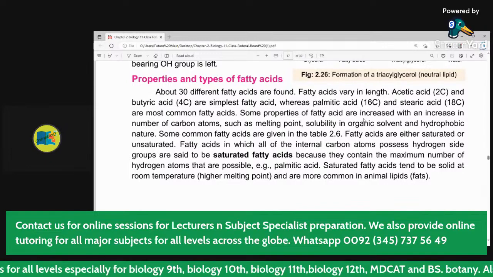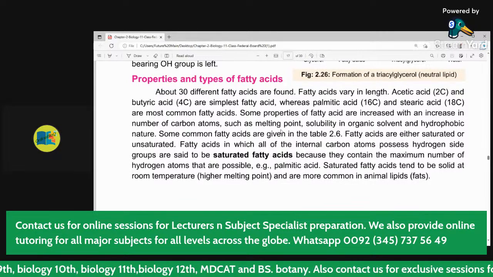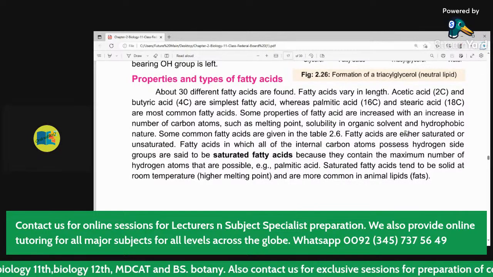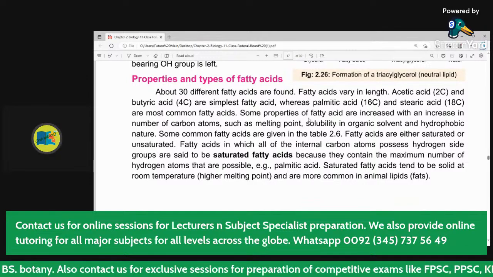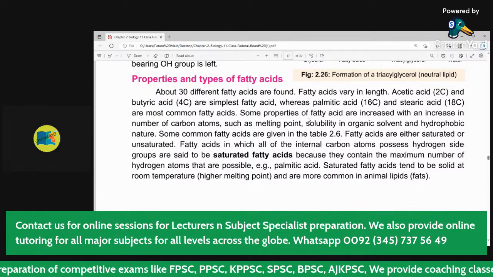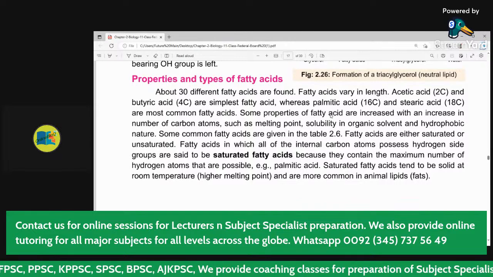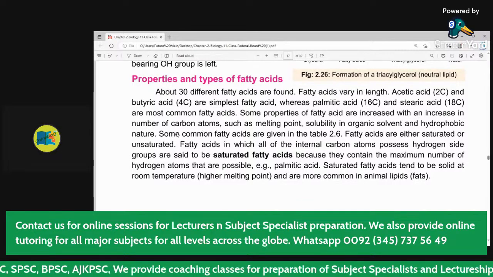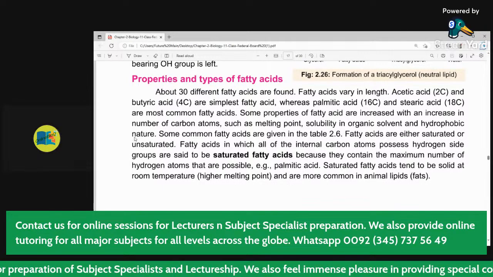Some properties of fatty acids increase with an increase in the number of carbon atoms, such as melting point, solubility in organic solvents, and hydrophobic nature. So there is a link between the number of carbon atoms in fatty acids and their properties.